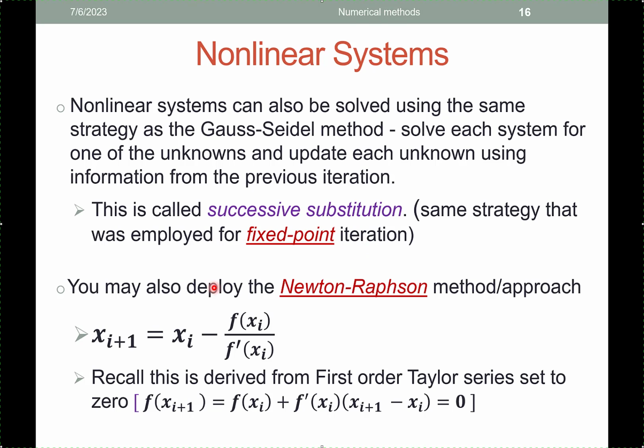Another approach is to use the Newton-Raphson method, which is derived from the first order Taylor series, which is set to 0 as we see here. So we can see f of xi plus 1 is equal to f of xi plus the slope times the step size equal to 0. So for a set of nonlinear equations, we can use also this type of approach, but the Taylor series would be a Taylor series which is for more than one variable. So how does that look?